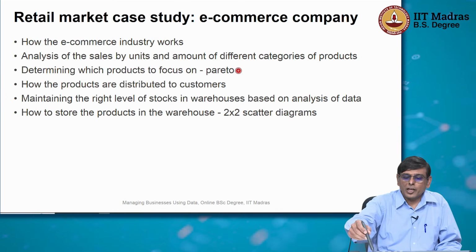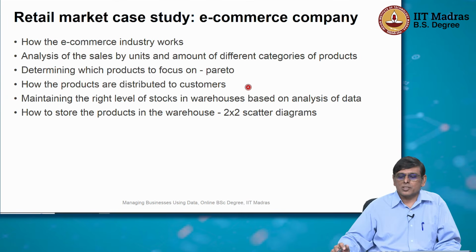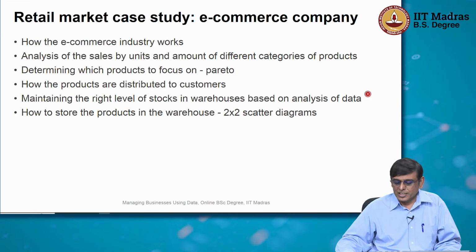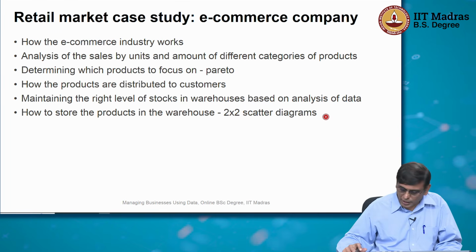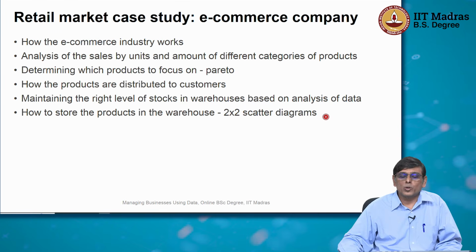And then we will be figuring out how to distribute these products to customers. And specifically, in order to distribute it, you got to store those products in the warehouses. So how do you organize the warehouse so that you can respond to customer needs in a much better way? We will be using 2x2 scatter diagrams for that. Okay. So this is what we will do in the first case study.